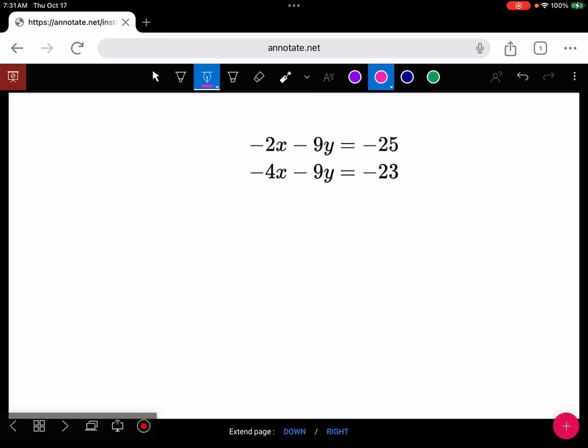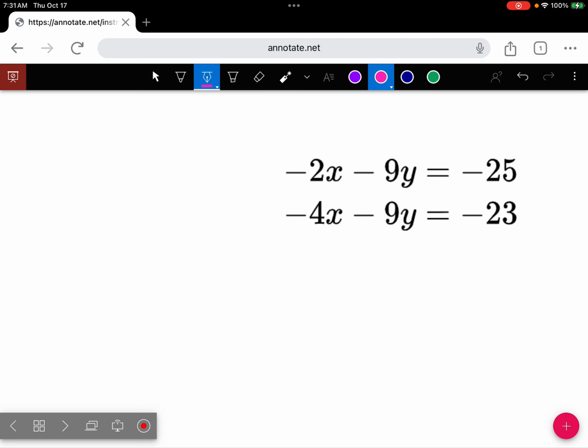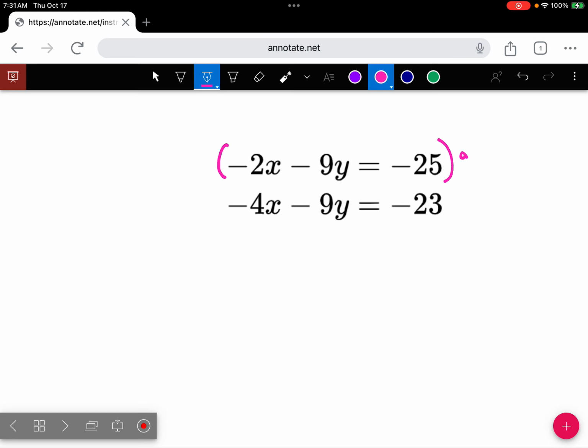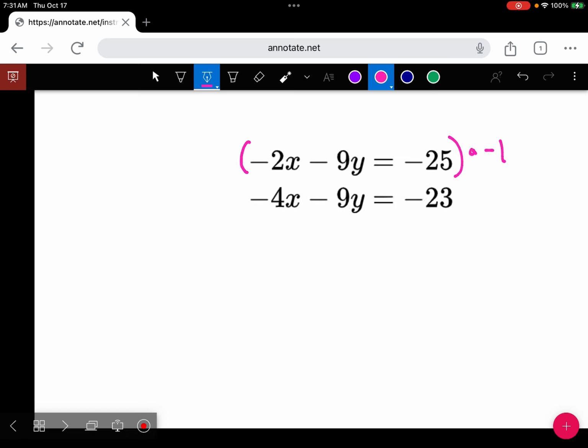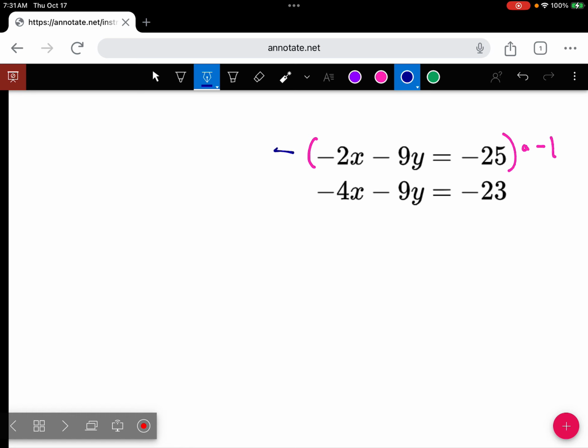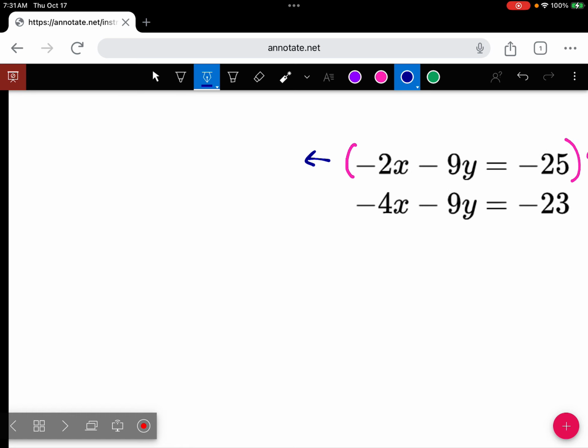I'm going to pick the top one arbitrarily. It genuinely doesn't matter which one we manipulate. We can manipulate both if we want to. But I'm going to take this top equation, this whole kit and caboodle, and we are going to times it by -1. And I'm going to put it over here. So negative 2x times -1 is positive 2x. Negative 9y times -1 is plus 9y. And negative 25 times -1 is positive 25.